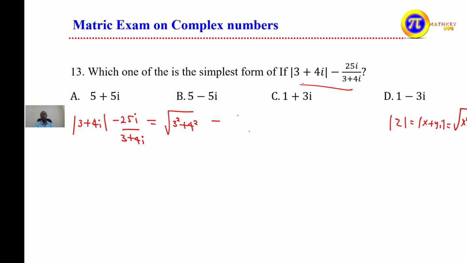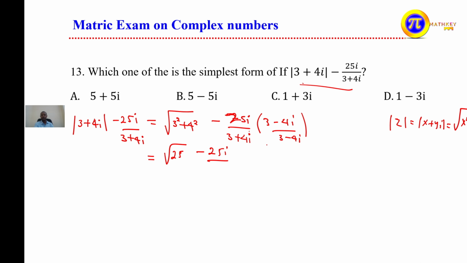Since here we have a form of x plus yi, we will try to rationalize the denominator, that means we change it to a real number. This is minus 25i times the conjugate of the denominator, 3 minus 4i, divided also by 3 minus 4i, the same number, times 3 plus 4i. So 3 squared plus 4 squared is 9 plus 16, that means the square root of 25.